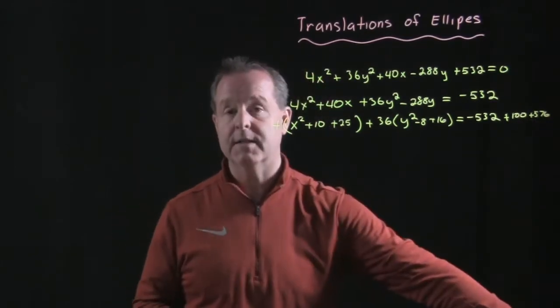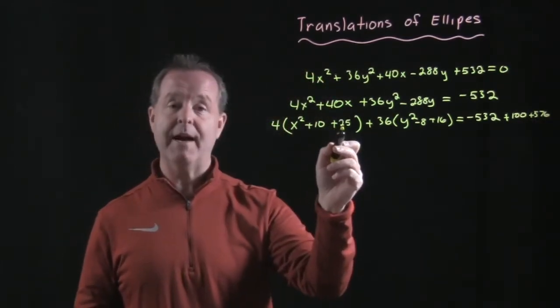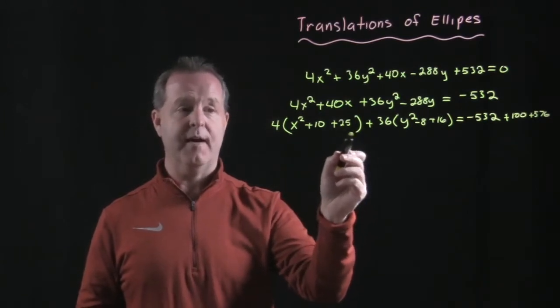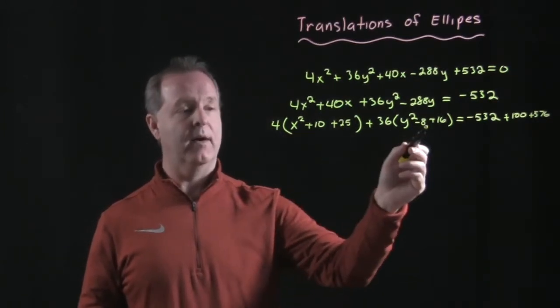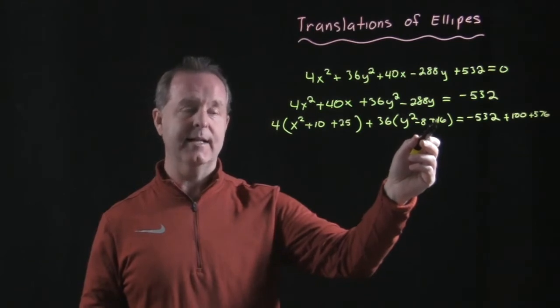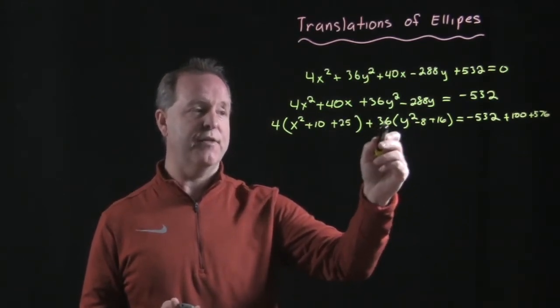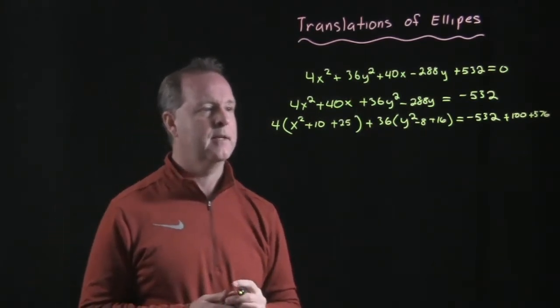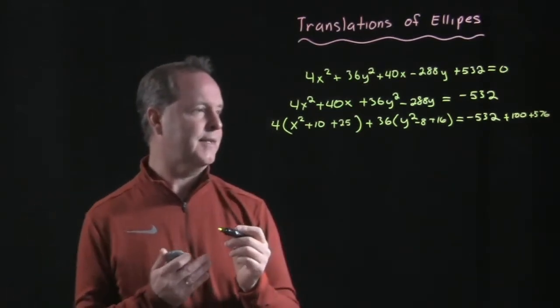All right, so the equation is still balanced. When I added a 25 here to complete the square, this 25 is really a multiple of 4, and likewise with the 16. I did not just add a 16, I added 36 times the 16. All right, so what does this do for us? Well, hopefully it does something.